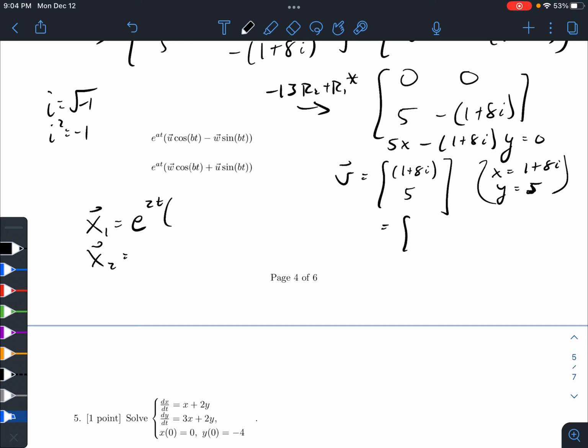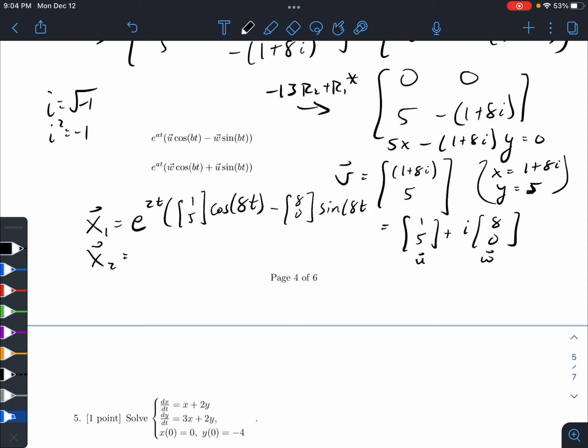What's u, what's w? Split v into the real part plus the imaginary part. So this is like (1, 5) plus i times (8, 0), because this doesn't really have an imaginary part. And then this would be our u, and this would be our w. So this is (1, 5) cosine of 8t minus (8, 0) sine of 8t.